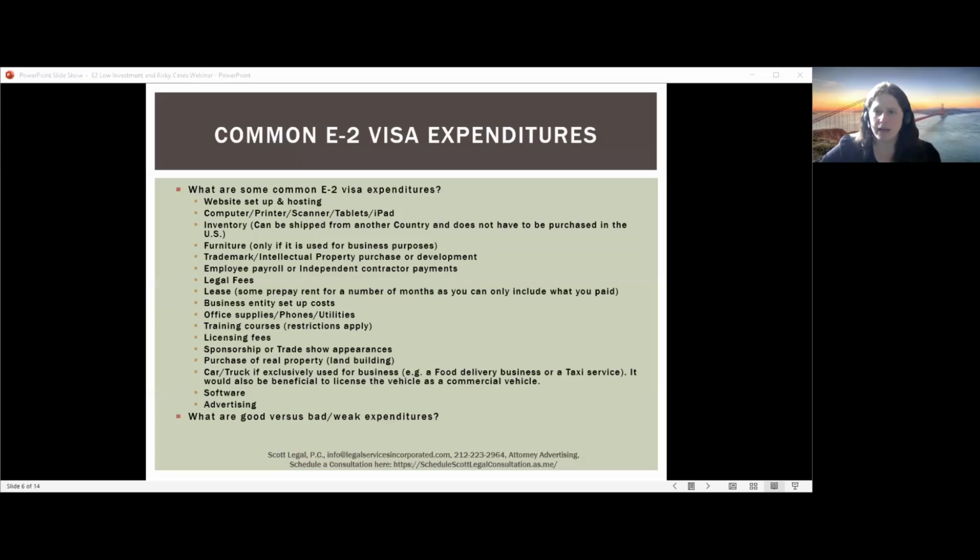If you're saying, well, I need to buy a car because I'm going to need to get around, and then also I will drive it to and from my office, that's generally not going to be a strong E2 expense. So let's talk about some good versus bad expenditures.